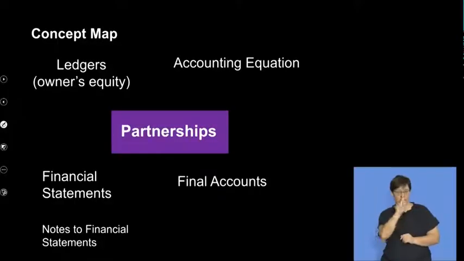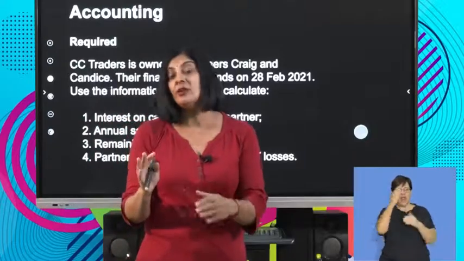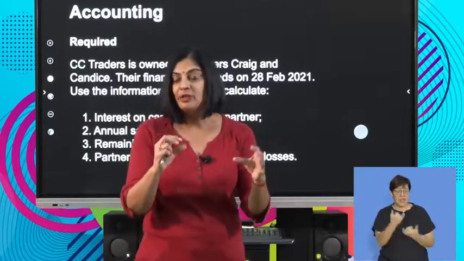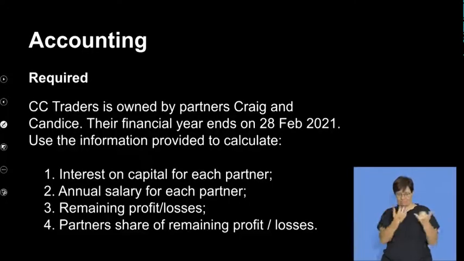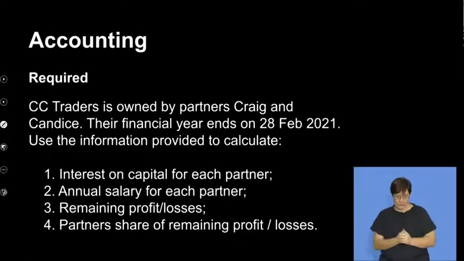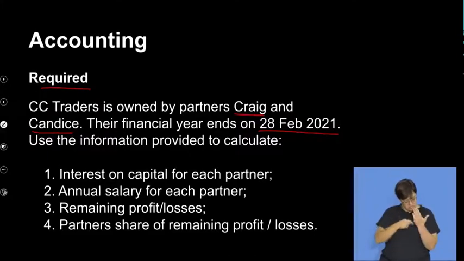Remember, before the ad break, we looked at year-end procedures. We're now looking at an example, and it's going to include calculations. So let's go through the information first, and then we'll get to our calculations. For this question, CC Traders is owned by partners Craig and Candace. Their financial year ends on the 28th of Feb 2021. Use the information provided to calculate the following.